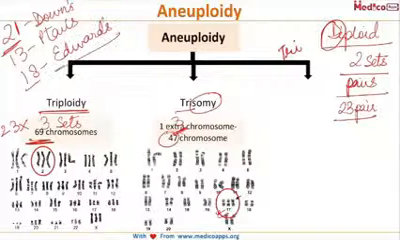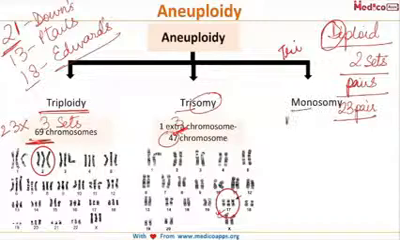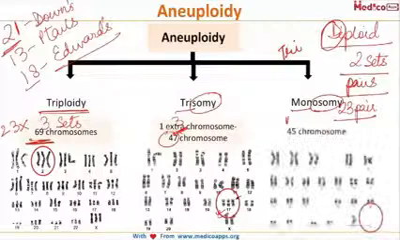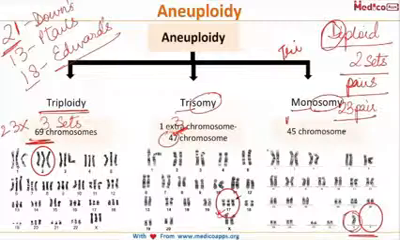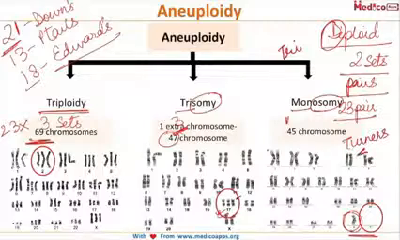Now, the next type of aneuploidy is monosomy. As the name suggests, mono means 1, and I told you somy means a single chromosome. So instead of being in a pair, there will be one chromosome. Here you can see in this example, there are 22 pairs of autosomes, but of the sex chromosomes, only X is present, the Y is missing. And this is Turner syndrome. Here the total number of chromosomes is 45 and the sex chromosomes are XO. So Turner syndrome is an example of monosomy.